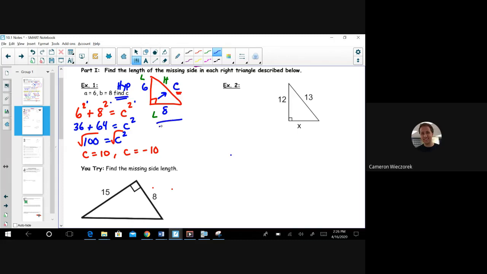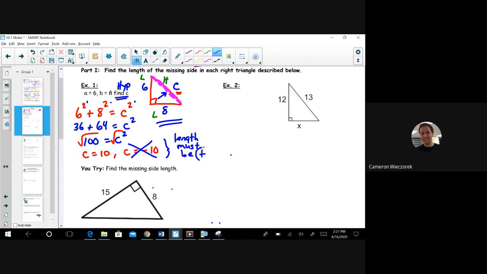But this is a geometry problem. If you were to say that c was negative 10, you'd be saying that the length of this hypotenuse is negative 10 units long. Length can't be negative. So a lot of times in these geometry problems, we're not going to use the negative numbers. Okay? Length must be positive.